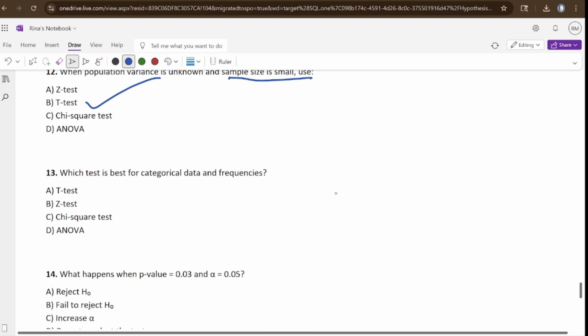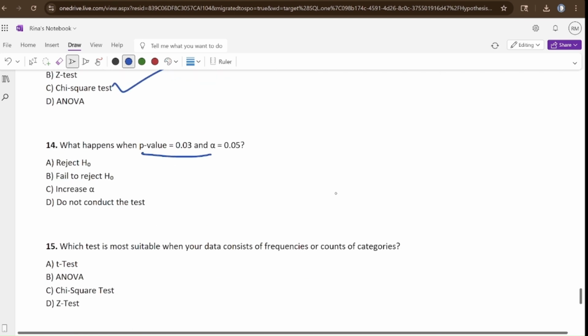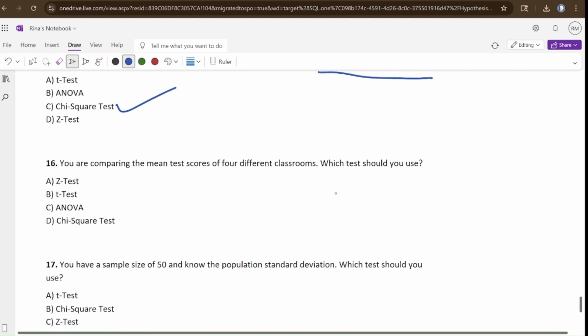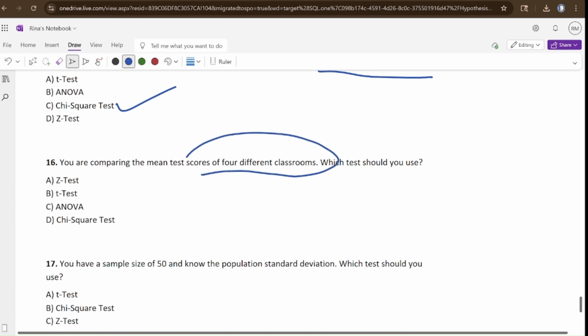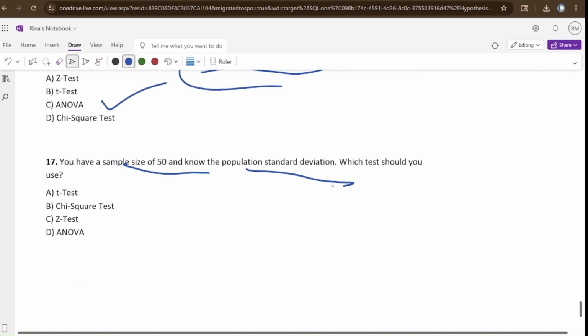Which test is best for categorical data? Chi-square. What happens when the p-value is 0.03 and alpha is 0.05? This is p less than alpha, then you reject the null hypothesis. Which test is most suitable when your data consists of frequencies or counts of categories? Chi-square. If you are comparing the mean test score of 4 different classrooms, which one will you use? ANOVA, more than 2. The sample size is 50, population deviation known, then you will go for G test.